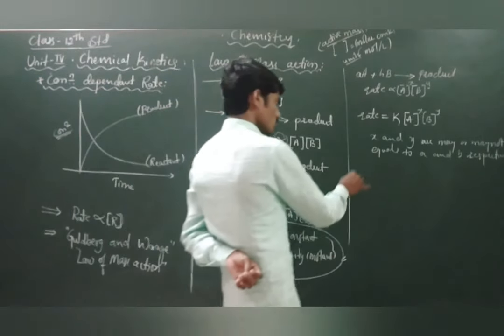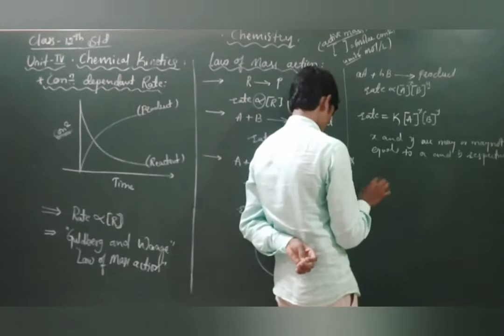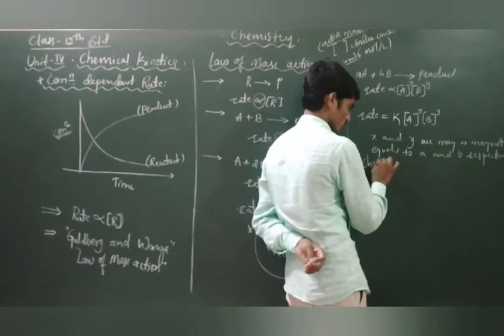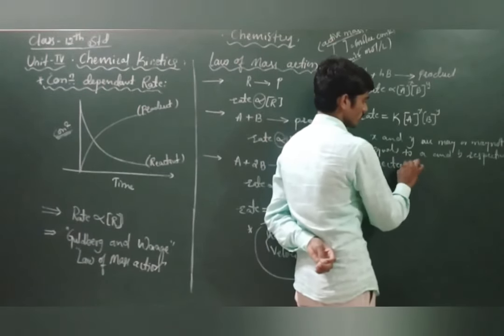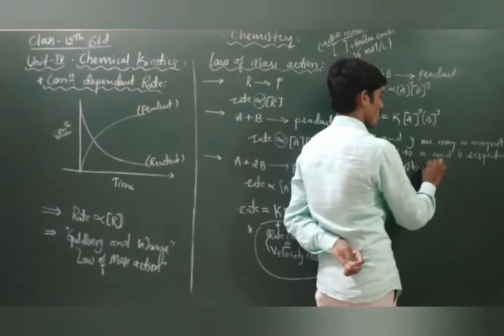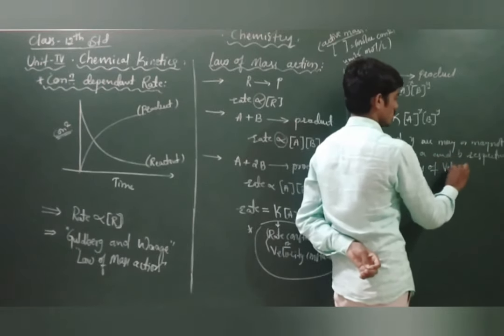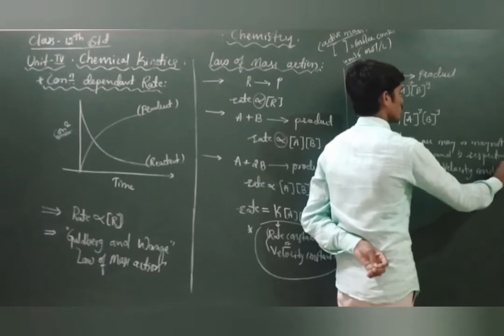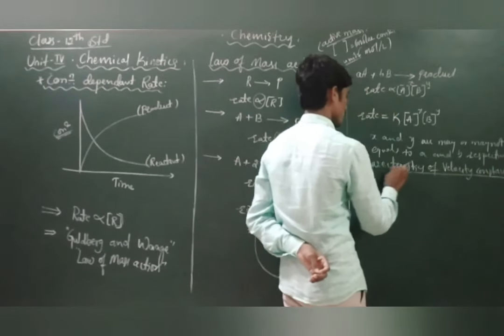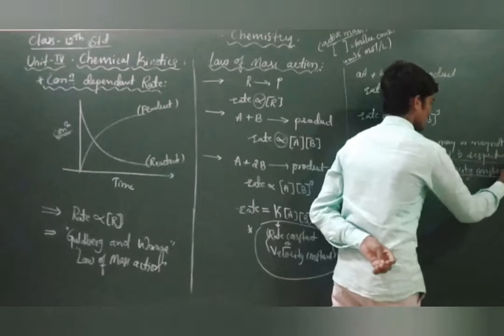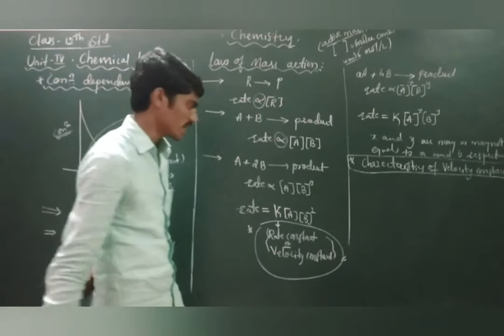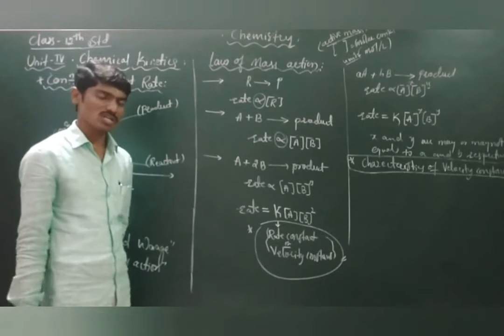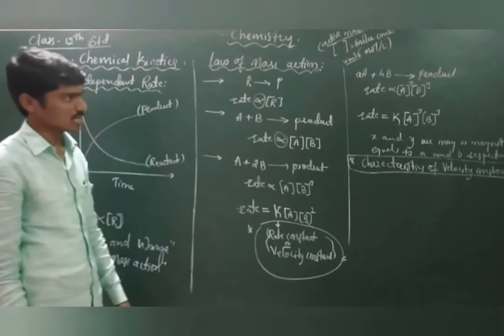Please note the heading: characteristics of velocity constant. ये जो rate constant है इसका characteristic properties क्या है? What are the characteristics of this velocity constant?